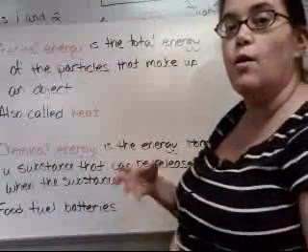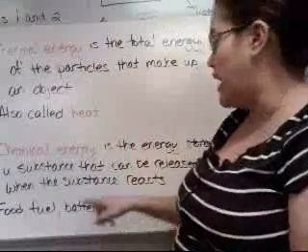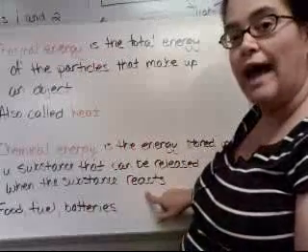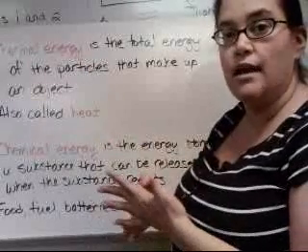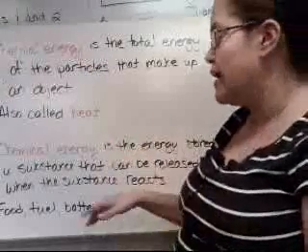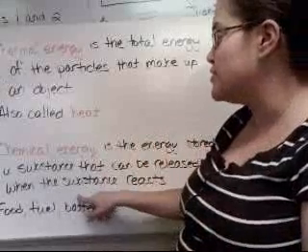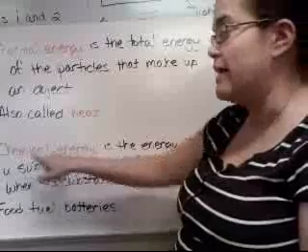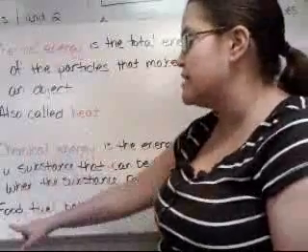Chemical energy is the energy stored in a substance that can be released when the substance reacts. So objects have chemical energy stored in them, and when they undergo a chemical reaction, that energy is released. Remember with cough, sneezes, and burps, the E stands for energy, and that is chemical energy. So an example of chemical energy is food.